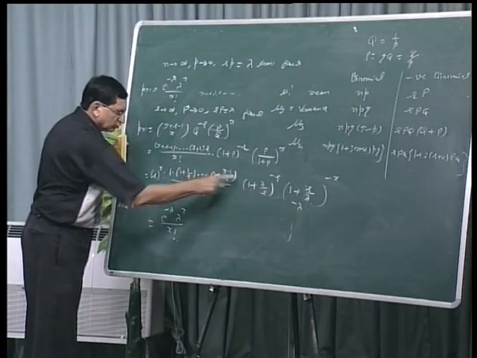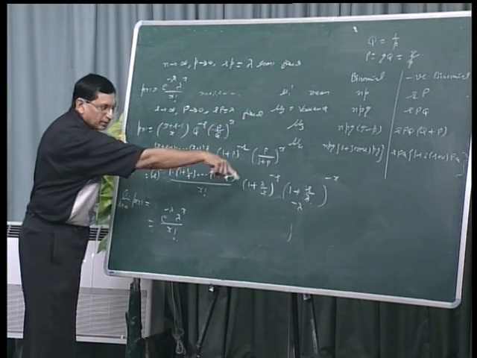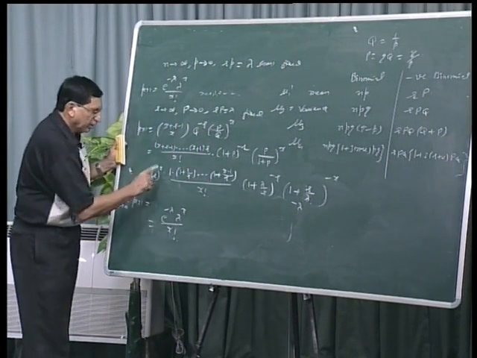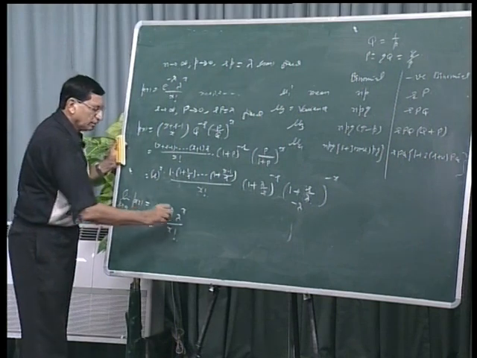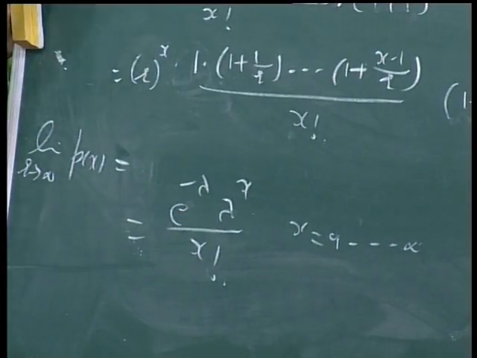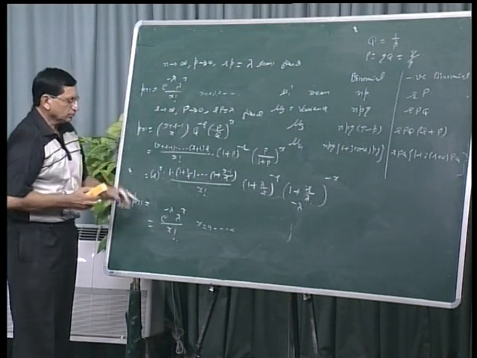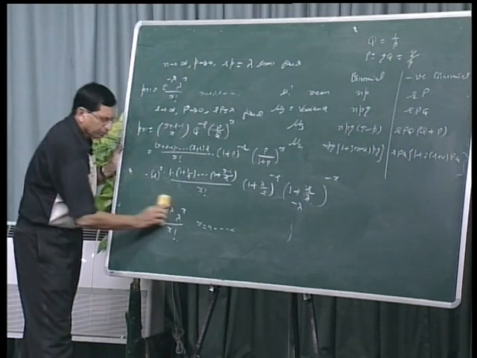From this we get e raised to minus lambda, and from this we get lambda raised to x upon x factorial, with x running from 0 onwards. So this way, from negative binomial distribution, under this condition we get Poisson distribution.